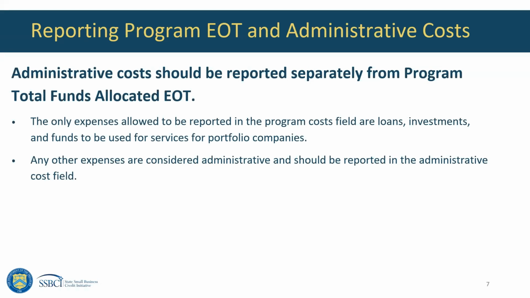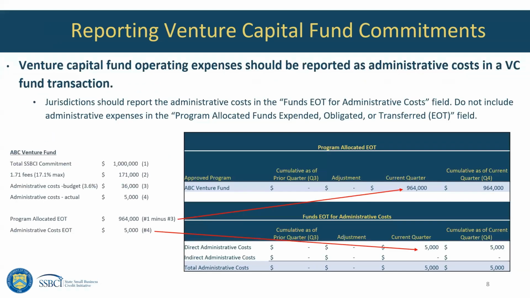Okay, we'll move on to the next slide on reporting VC fund commitments. VC operating expenses such as fund formation costs should be reported as administrative costs in a VC fund transaction. The budgeted operating expenses should be subtracted from the total commitment amount, and the amount expended for VC operating expenses should be reported as admin EOT. I will take you through an example of VC commitment reporting.